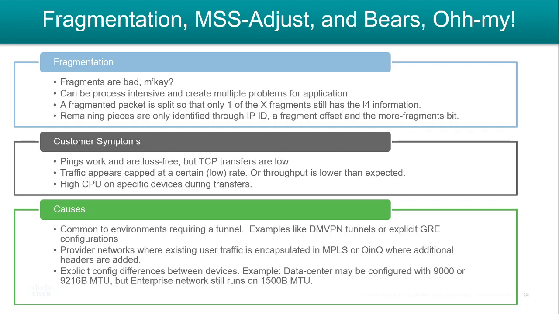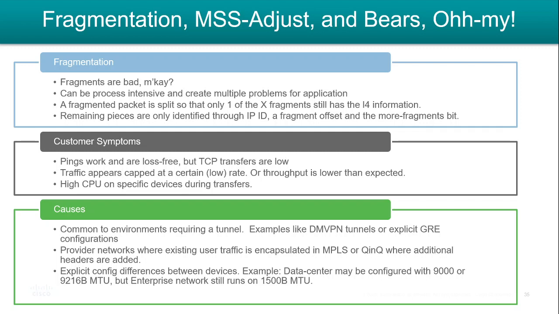Now, some of the causes of fragmentation are typically around the use of things like tunnels. If a customer is using something like a DMVPN tunnel, a GRE tunnel, even a CAPWAP tunnel, where a client's wireless traffic goes to an AP and then that AP tunnels it over to a wireless controller, if the clients don't know they're in a tunnel and they try to use the larger MTU, it will force intermediate devices to fragment that traffic. Well, how do we get around it?